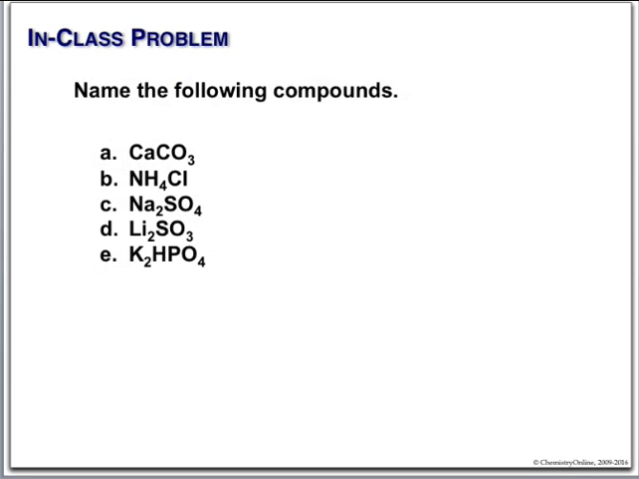CaCO3. You can look at your table and look up CO3. And what is that? This one you should probably know. It's carbonate. So if we were to name this, we would simply put the cation, calcium, and then we would write carbonate. Calcium carbonate, that's marble, chalk. Basically, it's rock.